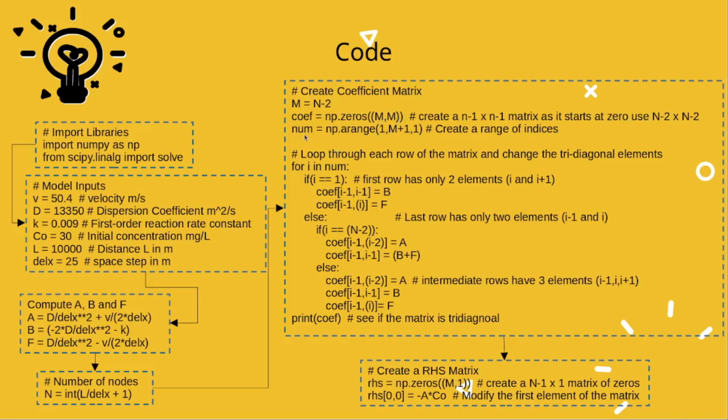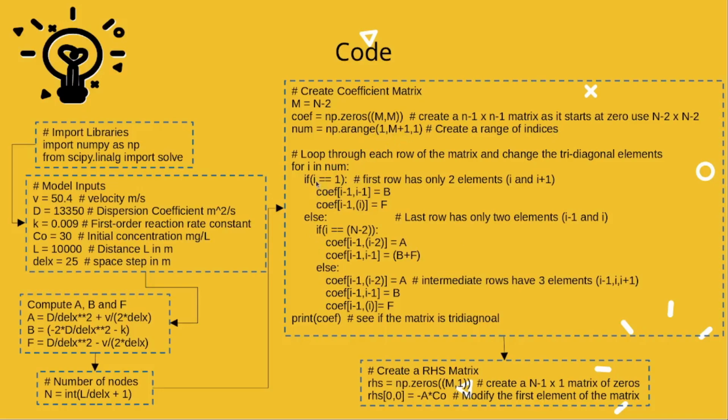And I'm creating a sequence of node numbers using 1 to m plus 1. Remember, m is n minus 2, so I want to go all the way up to n minus 1 at increments of 1. So this is what this is doing. It creates a range of indices. Then I'm going to loop through each of these nodes.